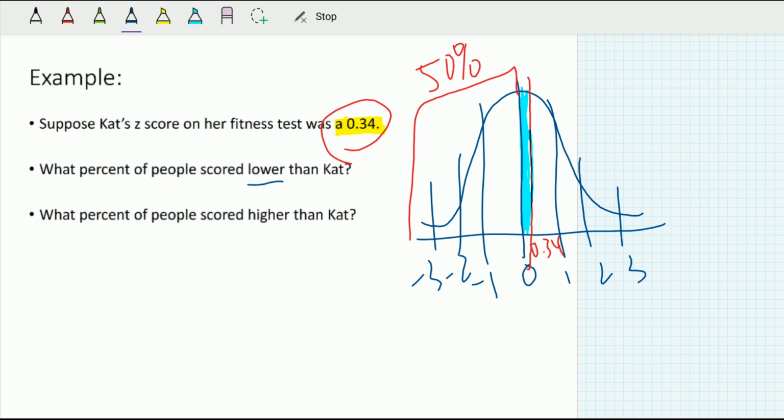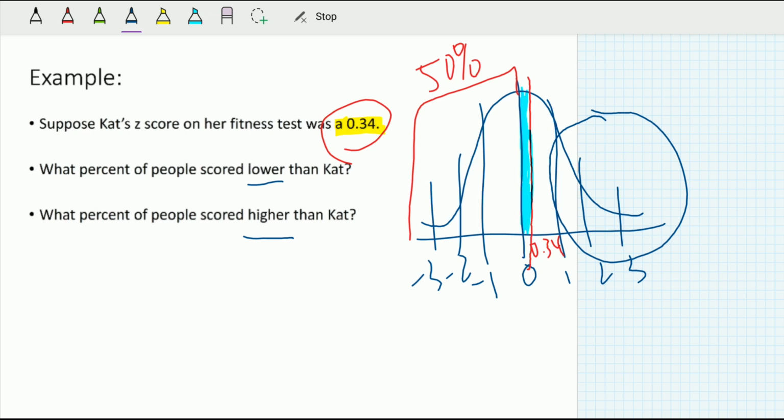Well, it's going to be a little bit more than 50%, but I don't know. Is it 51, 52, 53, whatever? Because my biggest point is we just don't know. And then what percent of people scored higher than cat? Again, we can't figure it out. We can obviously figure out these three sections, but then this section here, it's not 34. It's a number smaller than 34. I just don't know how much smaller.